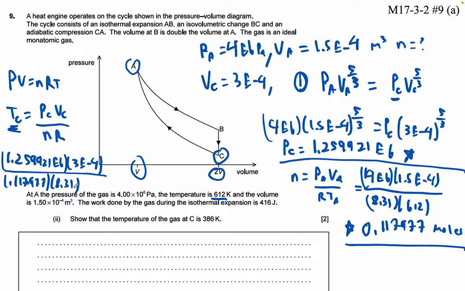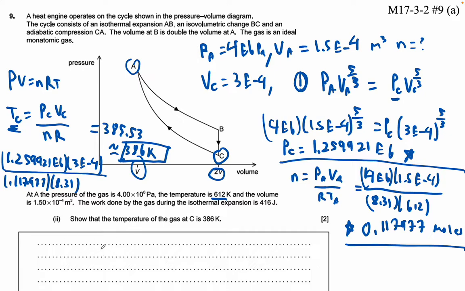So I'm going to go alpha C. There it is. That guy times 3E minus 4 divided by the number of moles divided by 8.31 is 385.53. So that is about 386 kelvins. So that's the one way to do it.